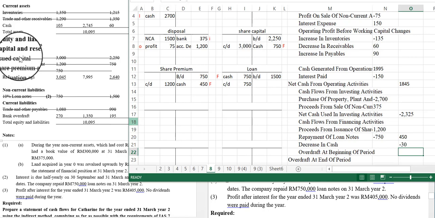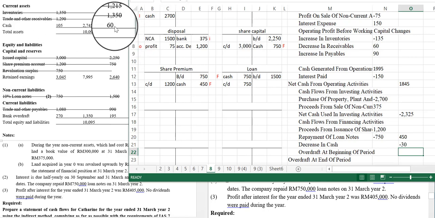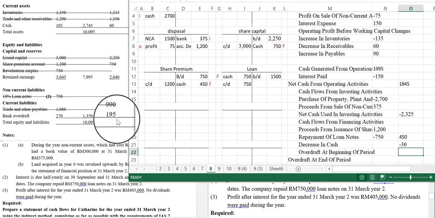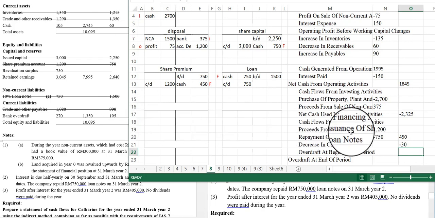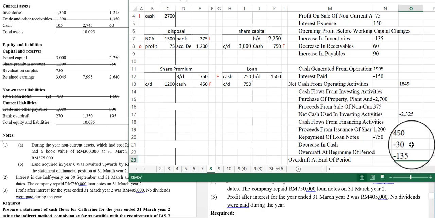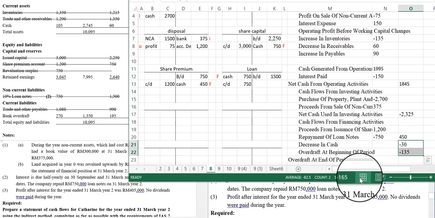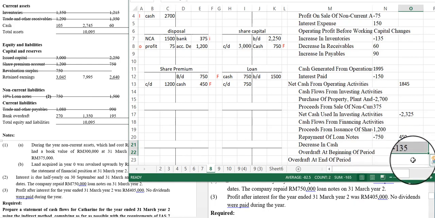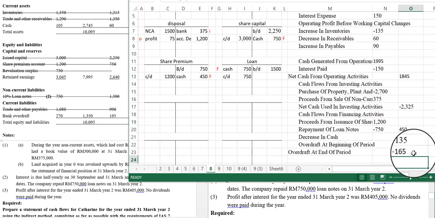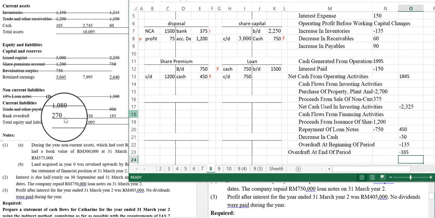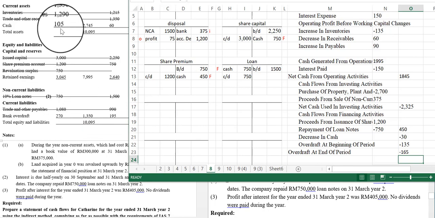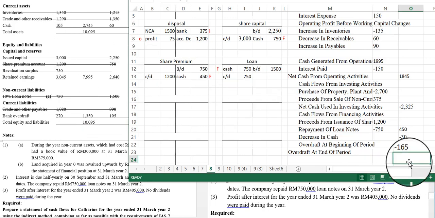Cash at the beginning, if you look at here, you have 60 and the opening overdraft is 195. So opening you have minus 135. And then at the end of the period, if you look at these two, you should have a total of negative 165. In order to double confirm these figures, we check on here. 270 minus 105, you get the same answer, 165. Okay, that's all.